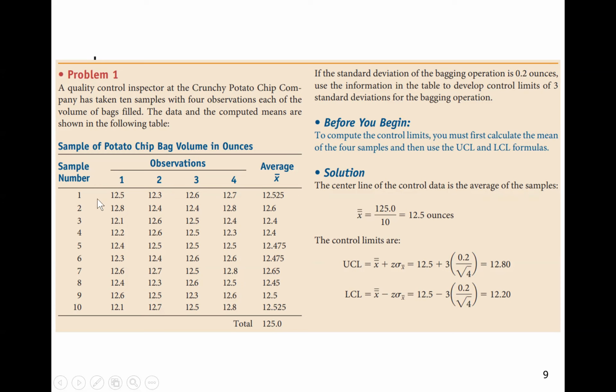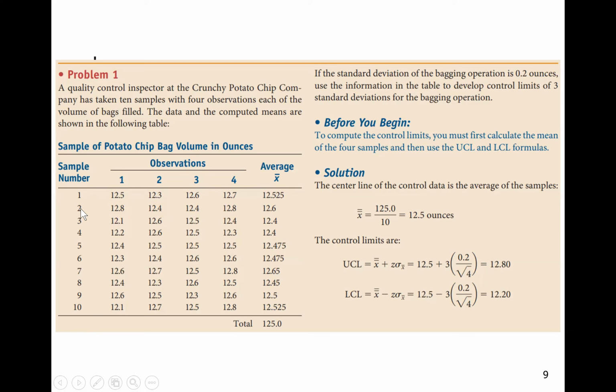This is the average of sample number 1. This is the average of sample 2, sample 3. There are 10 samples, and observations are 4 for each sample. 1, 2, 3, 4 observations. For sample 2, 4 observations. For sample 3, 4 observations. Sample 4, 4 observations. So the average of sample 1 is 12.52.